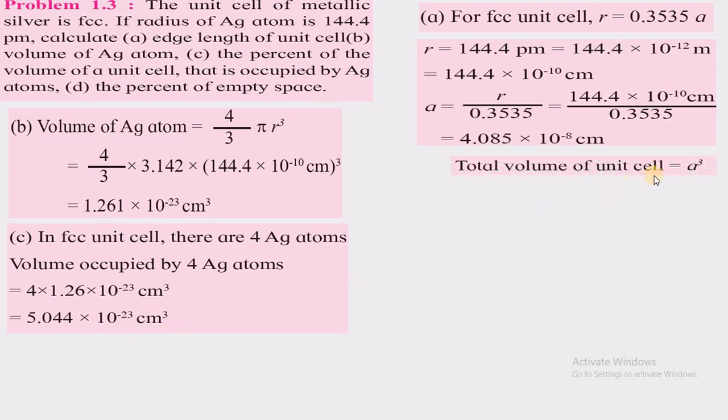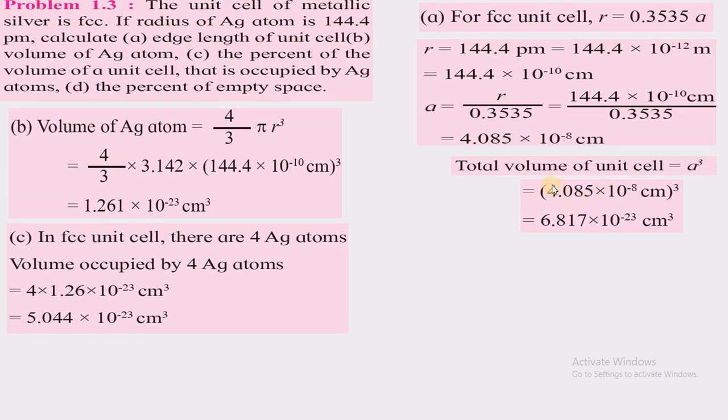And here, total volume of unit cell, we know a cube. The volume of unit cell is always a cube, whether it is a simple cubic, body centered or FCC. The total volume of unit cell is calculated as a cube, and hence a cube is equal to 6.817 into 10 raised to minus 23 centimeter cube.